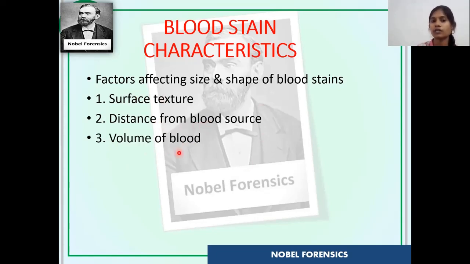Then volume of blood. If there is 1 ml of blood, then it will form a smaller-sized blood stain. But if there is a large amount of blood, then it will definitely form a different kind of blood stain. So this is also one factor.